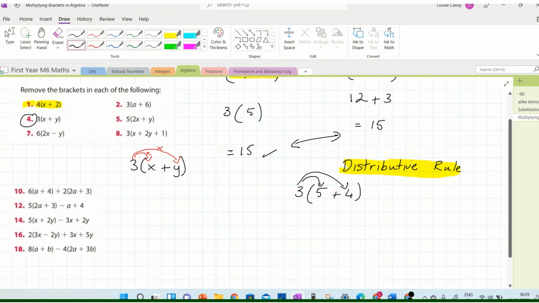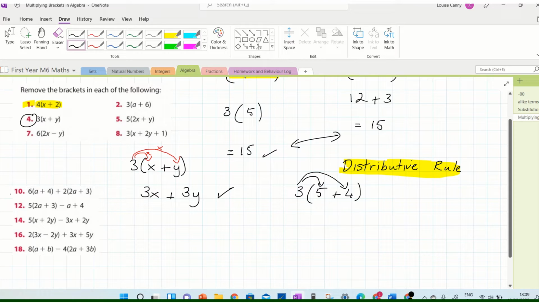So 3 multiplied by x gives me 3 x's. If I multiply anything by 3, I just get 3 of that thing. And then 3 multiplied by y is going to give me 3y. Now I look at my line here, and I have no like terms to add, so there's nothing more I can do. I can't simplify that. I can't group anything, so I am done.